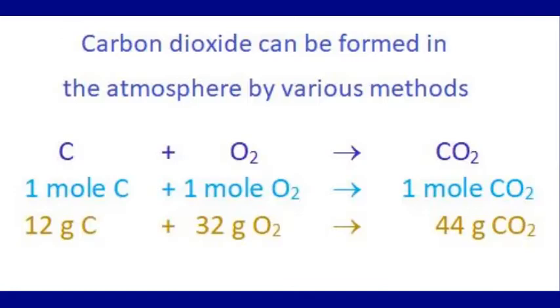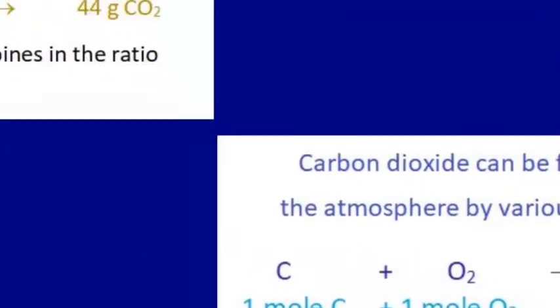The balanced chemical equation is C plus O2 gives CO2. Here 1 mole of carbon combines with 1 mole of oxygen to form 1 mole of carbon dioxide. 1 mole of carbon weighs 12 gram, 1 mole of oxygen weighs 32 gram, and 1 mole of carbon dioxide weighs 44 gram. Therefore, 12 gram carbon plus 32 gram oxygen gives 44 gram carbon dioxide.